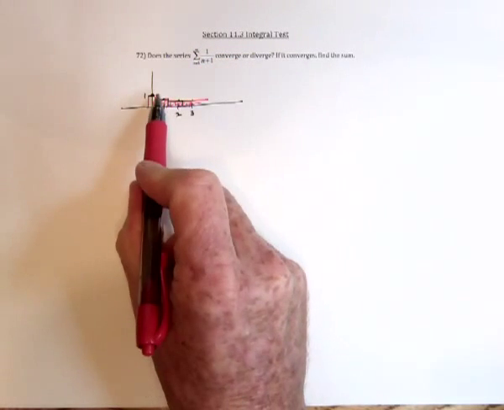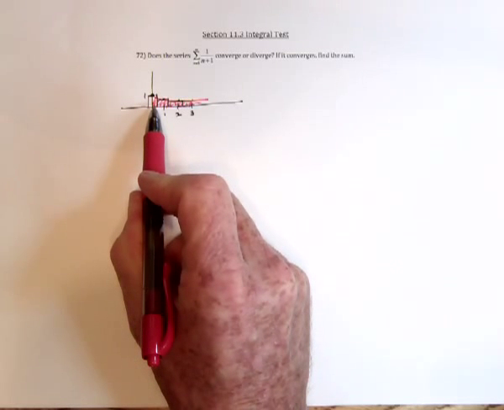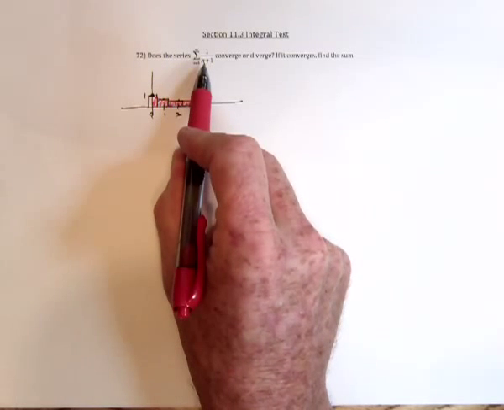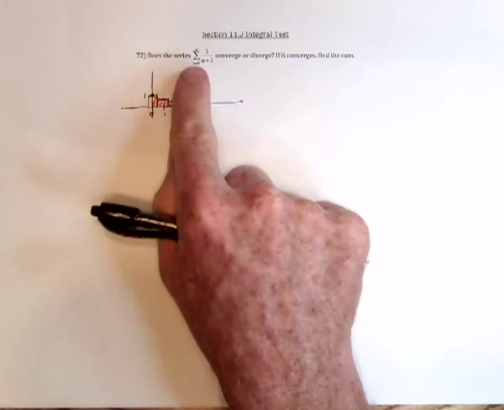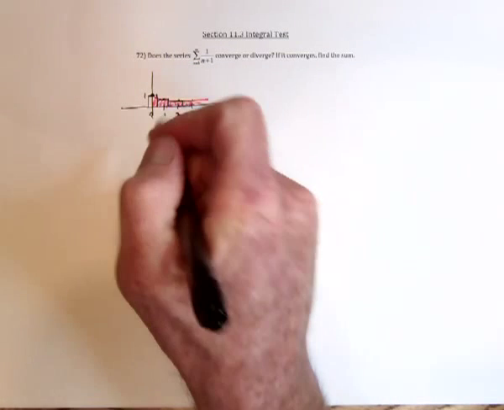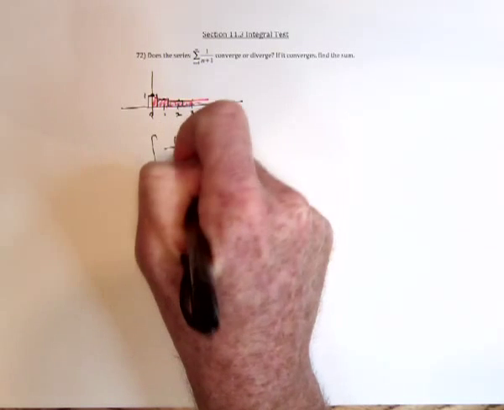Since the area of the rectangles is very, very close to the area of this, then if we get a finite result, we can be pretty confident that this adds up to a finite amount. If the total red area adds up to infinity, then this series here will add up to infinity. So we just integrate, and you could use n if you want to. I'm going to use x.